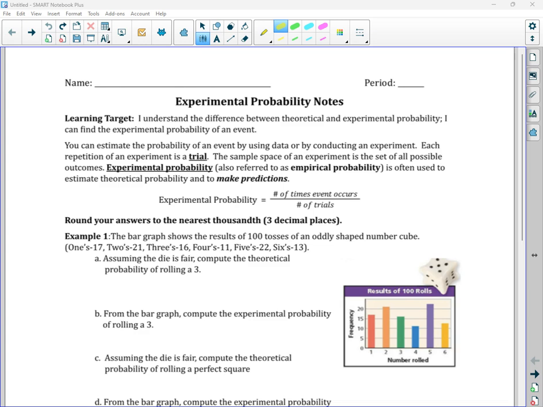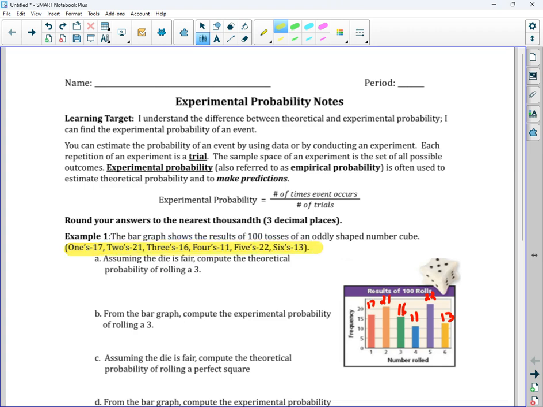So example 1, the bar graph shows the results of 100 tosses of an oddly shaped number cube. Ones are 17, because I know it's kind of hard to tell on here, but there are 17 ones, 21 twos, 16 threes, 11 fours, 22 fives, and 13 sixes. Okay, so just in case you can't tell, where exactly are they? So those numbers came from there.